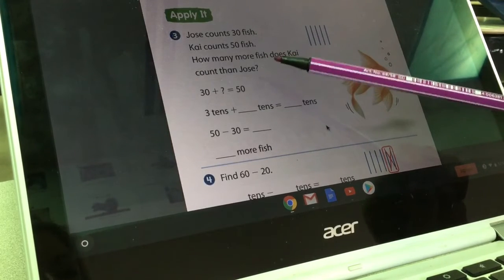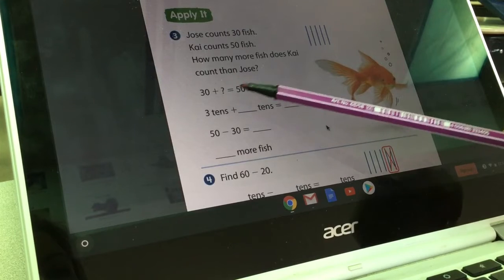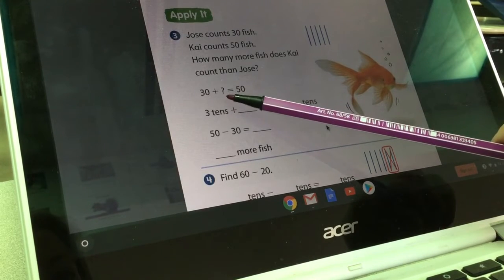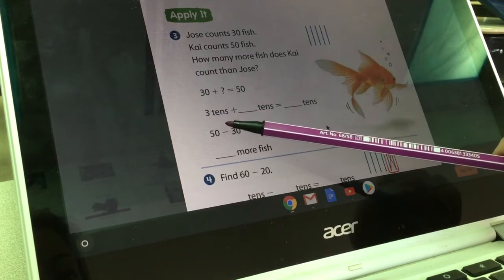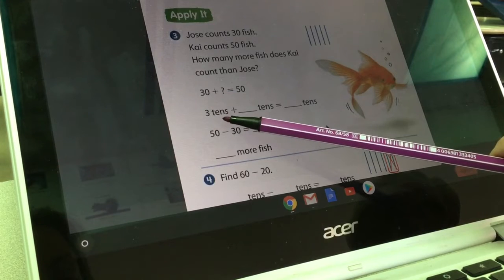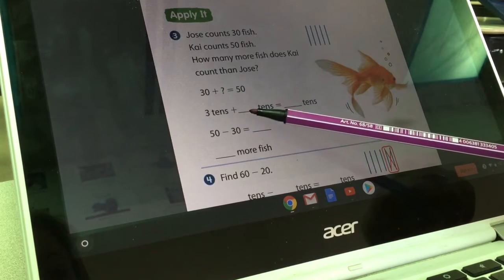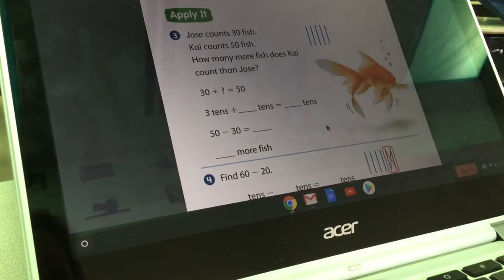Let's take a look at how we're going to do it. All right, 30 plus what equals 50? That's one way we can find how many more fish Kai counted than Jose. So let's take a look what they did here. They took 30 and wrote it as 3 tens. Plus, we don't know how many, equals tens. So let's think about this for a second. We took 30 and changed it to 3 tens.